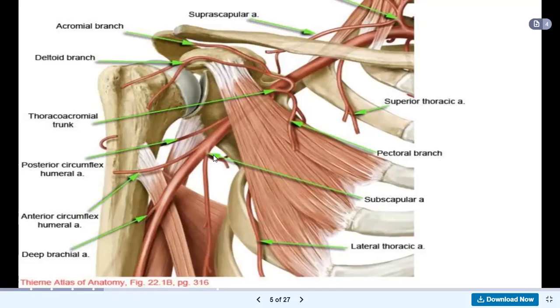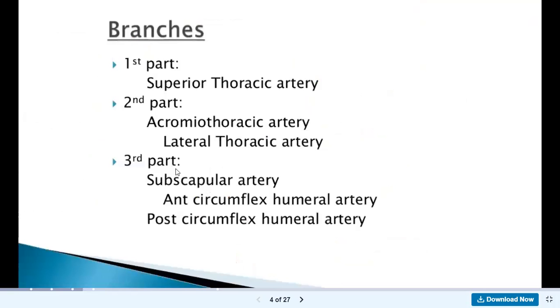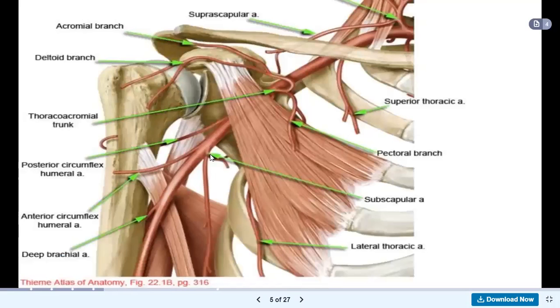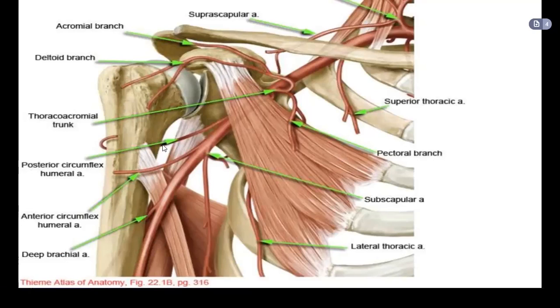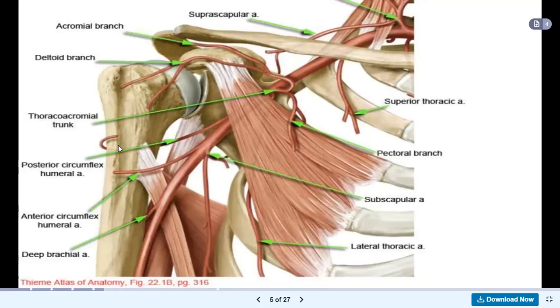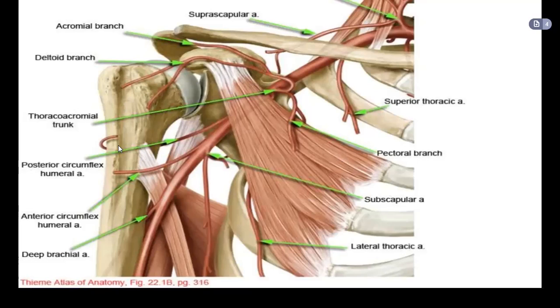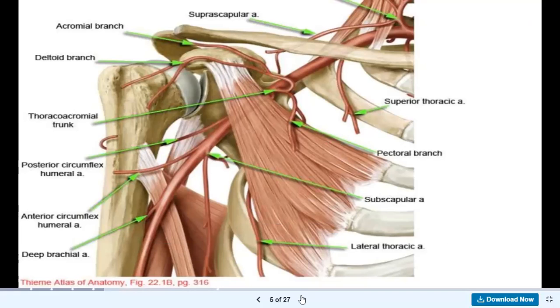And then you see the subscapular artery also. If we come back to the previous slide, we had said that the third part gives off the subscapular artery, anterior circumflex humeral artery, and posterior circumflex humeral artery. So we have a kind of perfect arrangement: first part, one branch; second part, two branches; third part, three branches. You must remember that the subscapular artery, the anterior circumflex humeral artery, and the posterior circumflex humeral artery are all branches of the third part of the axillary artery. Okay, let's move to the next slide.